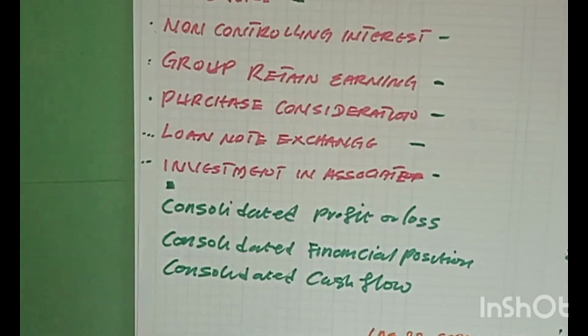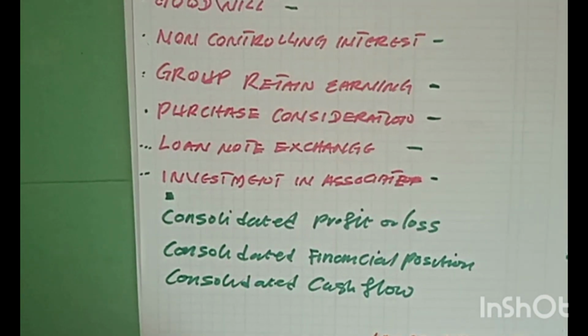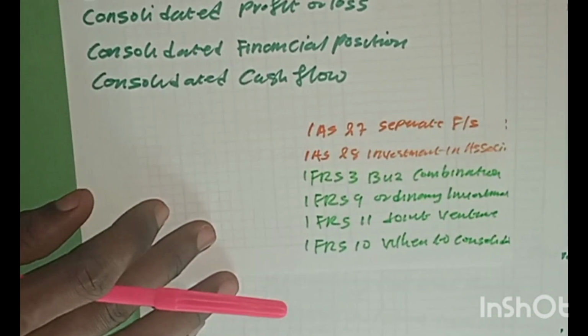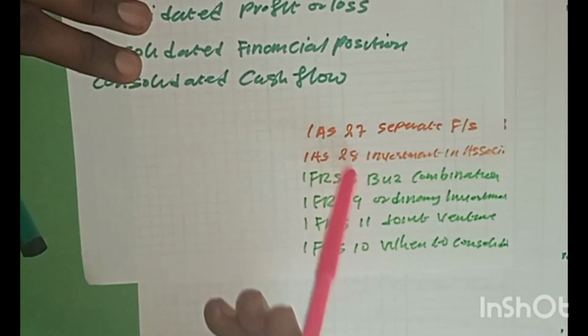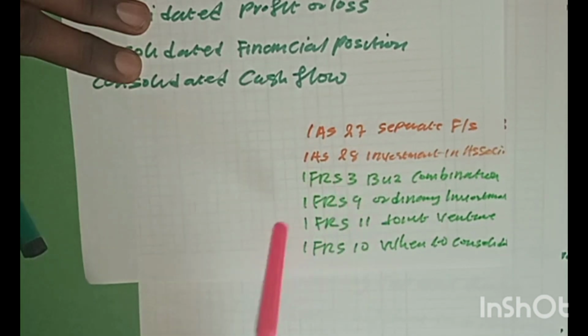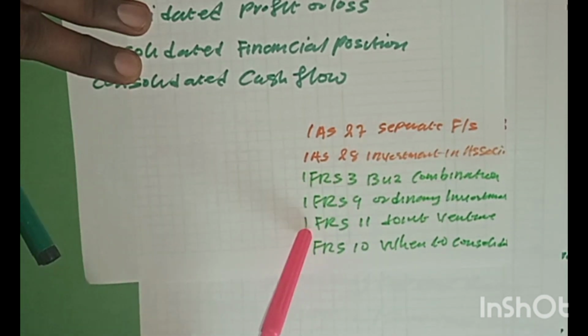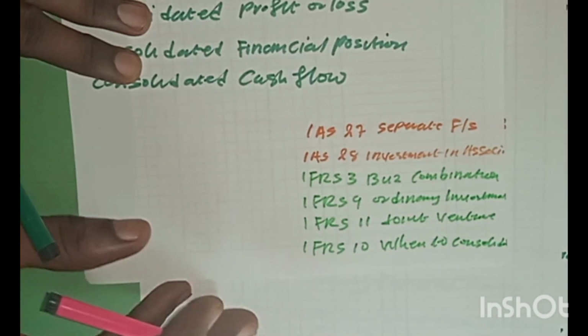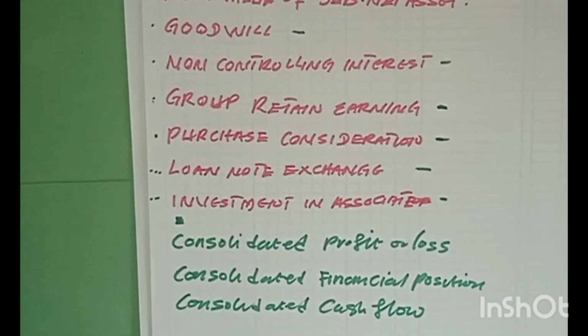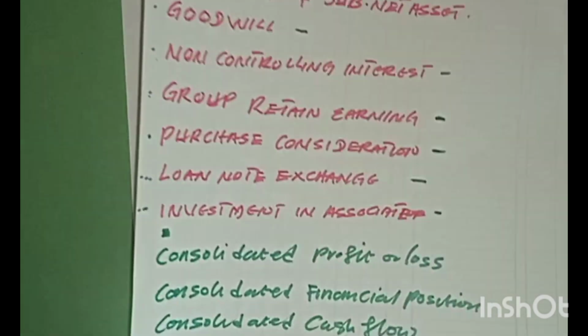Consolidated financial statement, when to consolidate, when not to consolidate. So just know this. Let me give you some standards that will help you to read more on this: IAS 27, IAS 28, FRS 3, FRS 9, IFRS 11, IFRS 10, when to consolidate. So read up group account and concentrate on these key areas and know the format. Get the format, when to consolidate, when not to consolidate. Get the format, read it up, and you are good to go.